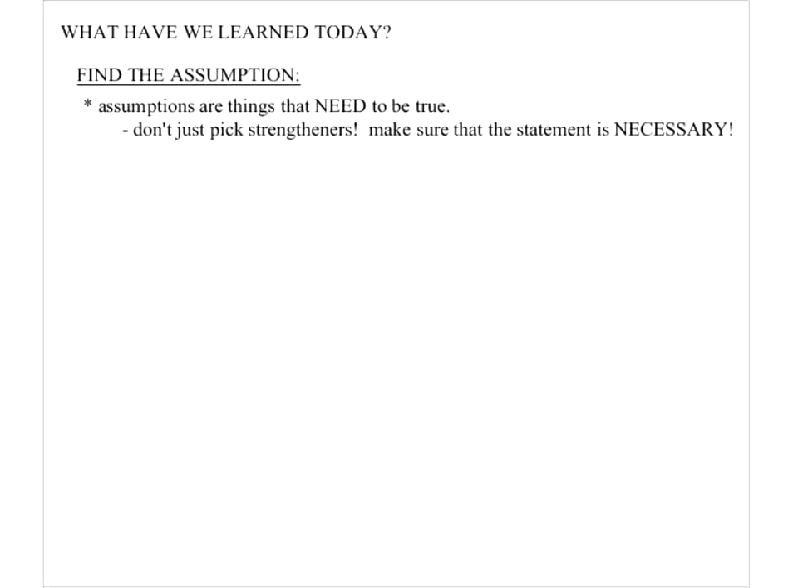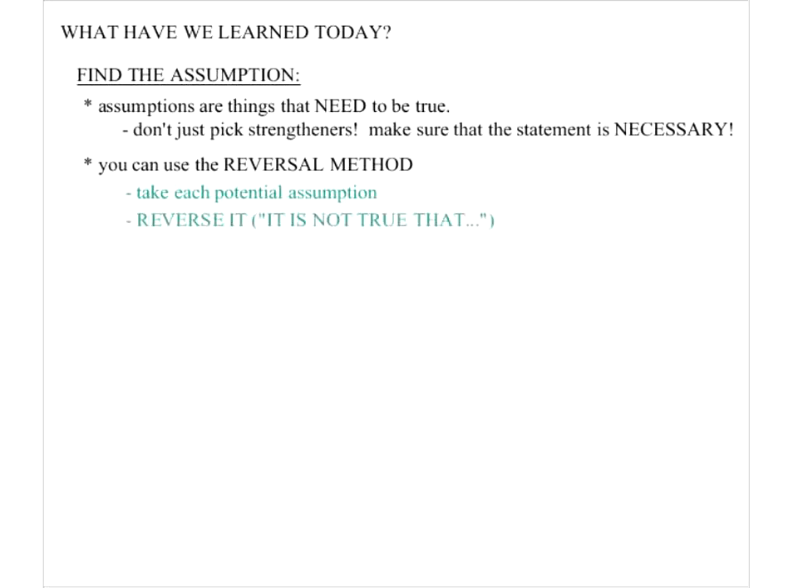The other thing we've learned about assumptions, which is the most powerful thing you can know about them, is that you can use the reversal method. Remember how that works. The steps of the reversal method are: take each potential assumption and reverse it. If you have trouble reversing it, you can put the following words in front: it is not true that. And then see if it destroys the integrity of the argument. If the argument is destroyed, then you got the correct answer. If the argument is not destroyed or is strengthened, then it's an incorrect answer.